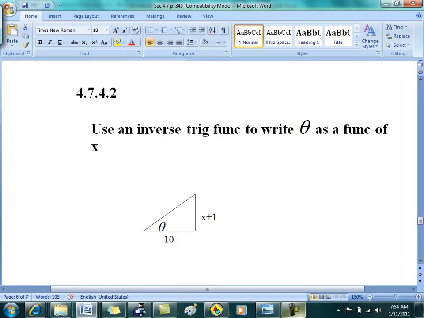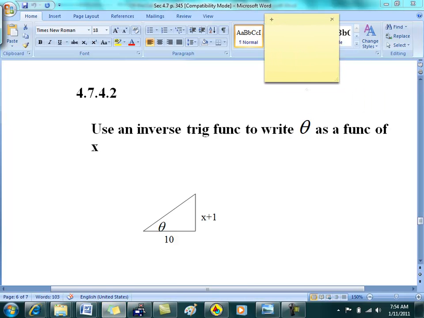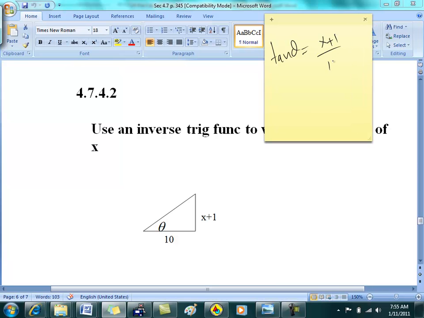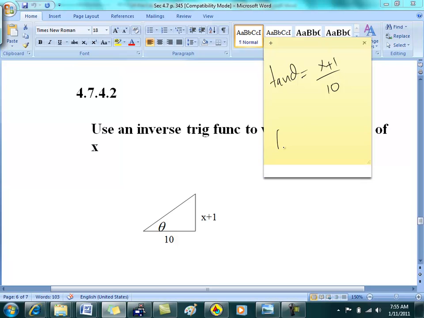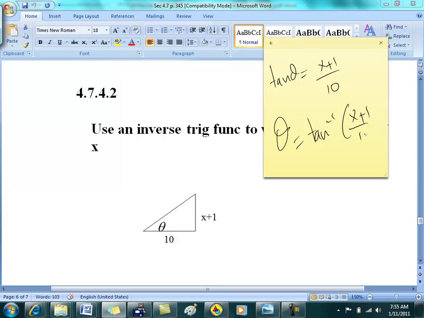What it's going to be. If you look at this from this triangle, do you agree that tangent theta is equal to x plus 1 over 10? Does everybody agree with that? What I want is the angle theta, right? It says use an inverse function to write theta as a function of x. So theta is going to be tangent inverse of x plus 1 over 10. Is everybody all right on that?